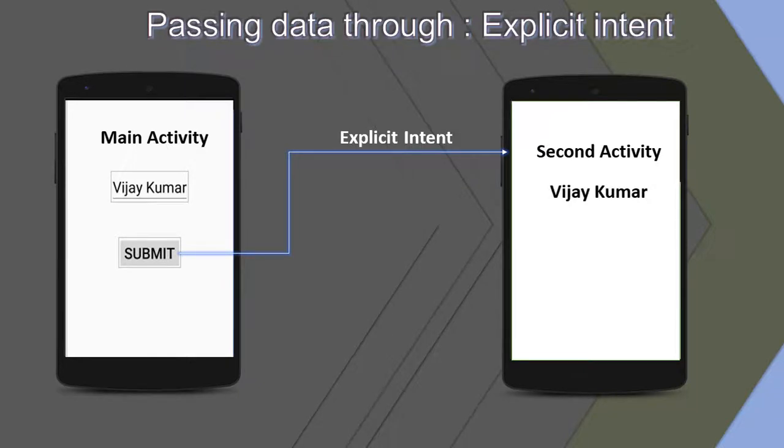This is done with the use of explicit intent in the form of a key value pair. Here the key is our data and the value is Vijay Kumar, which we want to send. Again, I am going to show this by using a demo application inside Android Studio. Then it will be clear to you how explicit intents are used to send the data between activities, or you can say passing the data between activities.